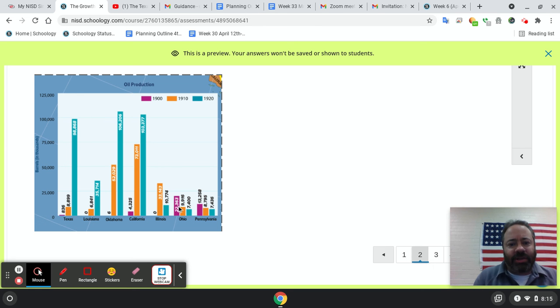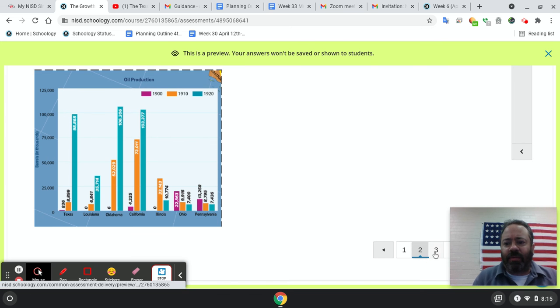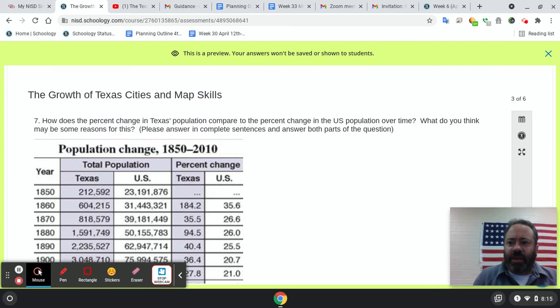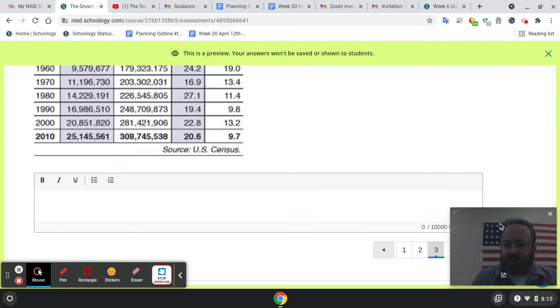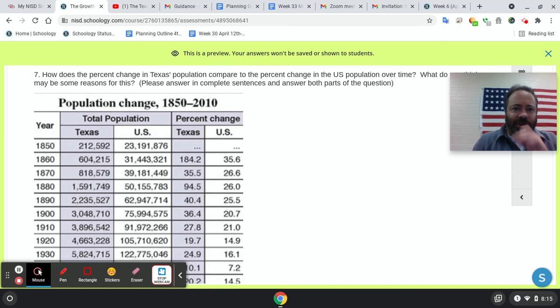But by 1920, you see Ohio's going down, and you see some of the more traditional. I guess California is not as traditional, but Oklahoma, Texas, Louisiana are big ones today, and you see they grew as we moved forward. So there's those two, and then we end with, let's see if there's any more. Okay, I thought it was longer than only 3. But then you have this chart.